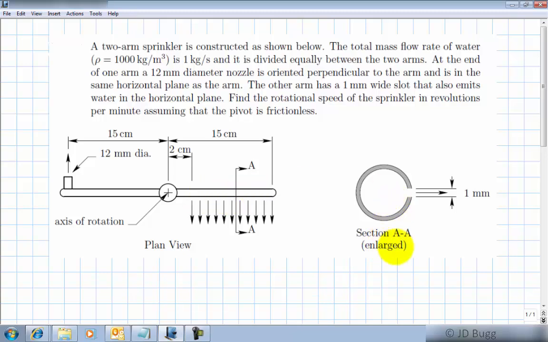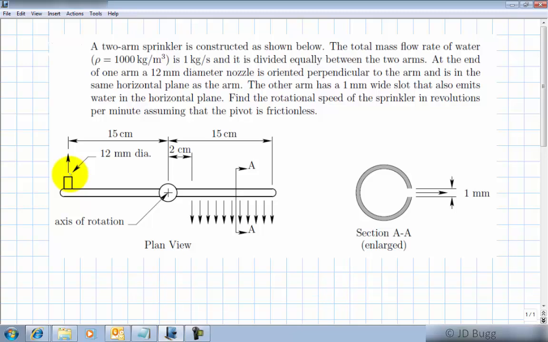It's enlarged a lot over here, and there's the 1 millimeter slot that's cut in it, and the water comes spraying out that slot. This also shows us that the slot starts 2 centimeters from the pivot and ends 15 centimeters from the pivot, and the location of this nozzle is over here at 15 centimeters from the pivot.